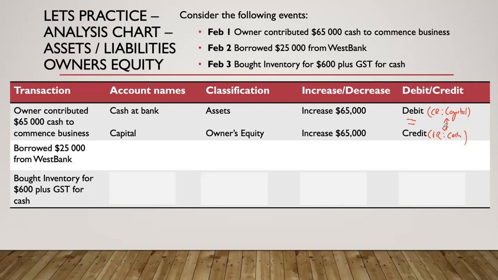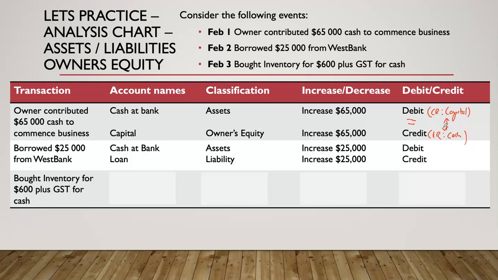And that's the process. So if I borrow $25,000 from West Bank, for example, the two accounts impacted are cash at bank, my bank account goes up, and a loan. The cash is an asset, the loan is a liability. Both increase because my bank account goes up when I get the loan, but the liability, I have a new loan, I have an obligation to repay that at a future date. Assets going up, debits, liability going up, credits. So I'm going to record the debit on my left-hand side, and my credits on my right-hand side.